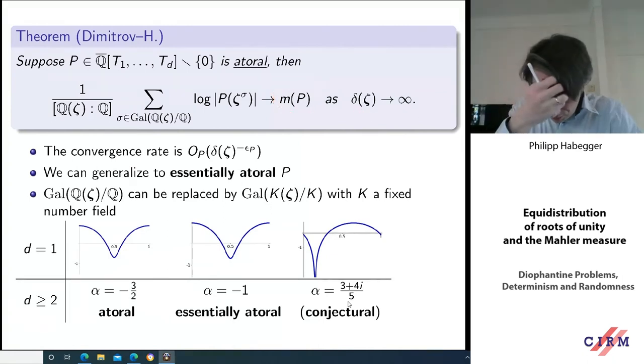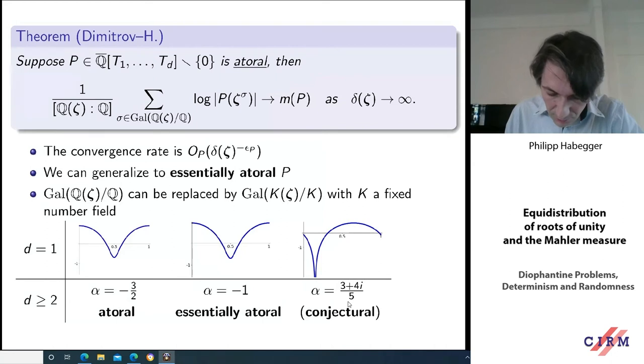Just a few remarks. So we get a rate of convergence that is polynomial with a small exponent in 1 over delta. And we have a slightly weaker condition on atoral. Actually, it's something that we call essentially atoral. And I can explain that to you in this short picture.